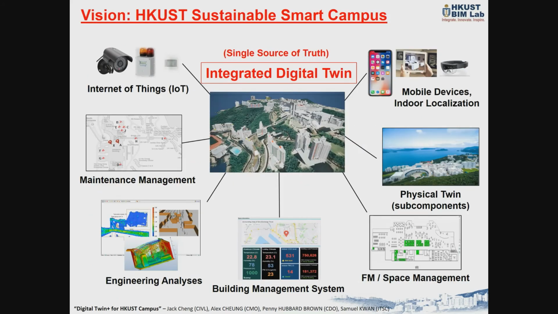Therefore, our vision is to make Hong Kong UST a sustainable and smart campus with 3D models. With digital twin, we can provide a single source of truth. There's no duplication of maps and models with inconsistent information. We can also connect different systems and predict performance using the digital twin.